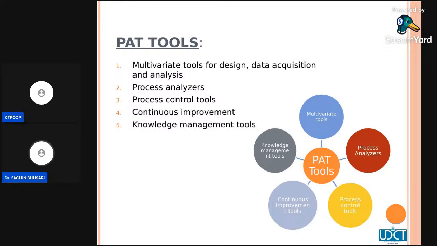And as I said, continuous improvement. PAT, as it is an online tool, gives you continuous, real-time data. So there is continuous improvement in the process. And that data, that information, goes into the knowledge management tool. That's why there is another segment called knowledge management tools.